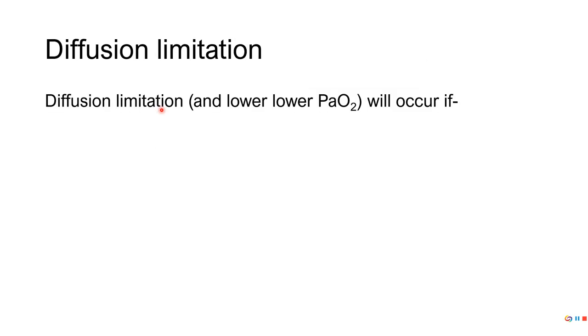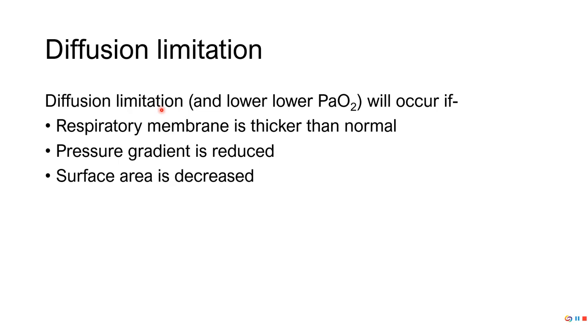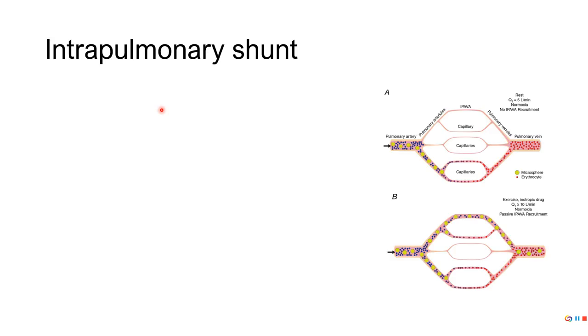Next, we have diffusion limitation. And so we discussed this in the previous video. So diffusion limitation will occur if you have a thick membrane, if you have a low pressure gradient, if you have low surface area, or you have something called reduced transit time. We're going to discuss that later, but basically transit time is the amount of time that a red blood cell is in the capillary to pick up oxygen. So if it goes by really fast, there's less time for it to pick up oxygen, get rid of CO2.